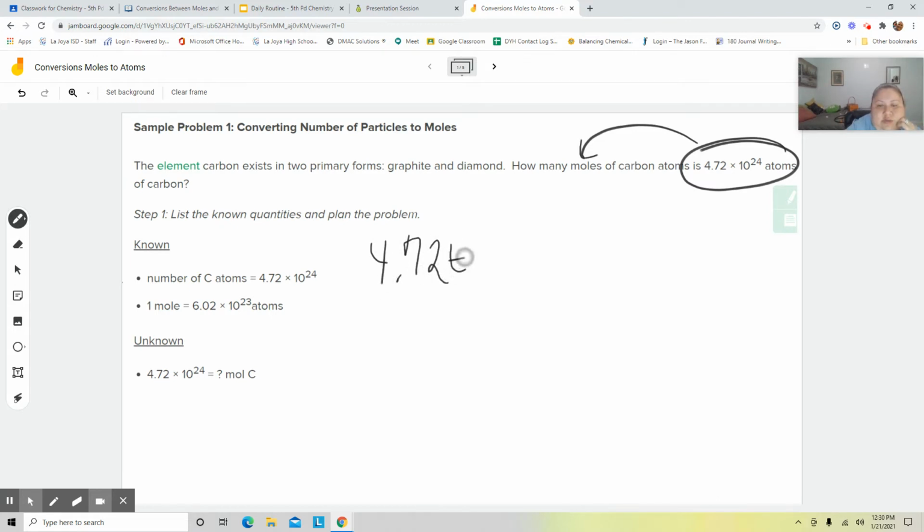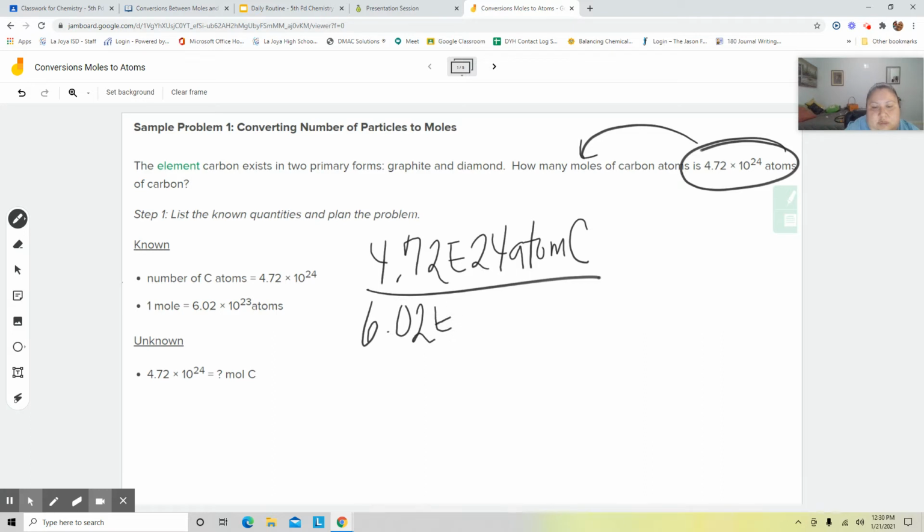Okay. So I'm going to take 4.72 e to the 24th, and I'm going to put my unit, atoms of carbon, and I'm going to divide it by Avogadro's number, 6.02 e to the 23 atoms per mole. That's your unit when it comes to Avogadro's number. So atoms cancel with atoms. And what do you get?